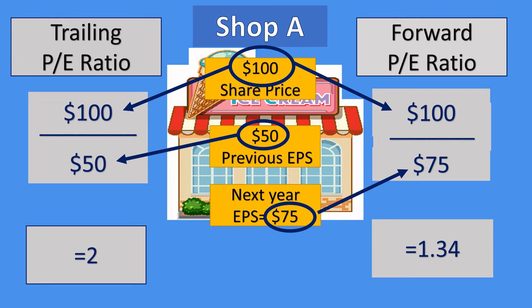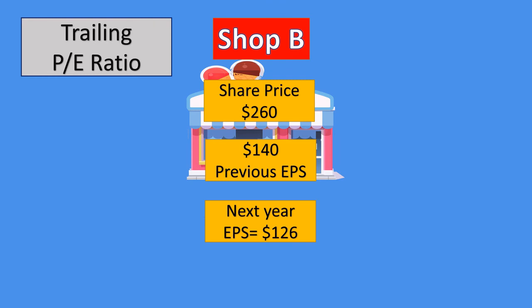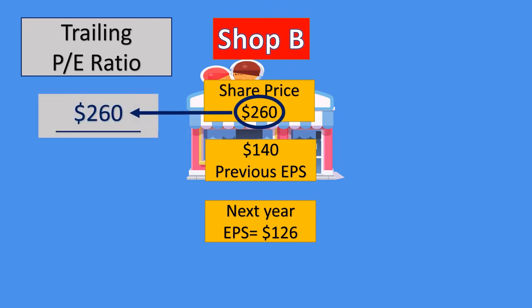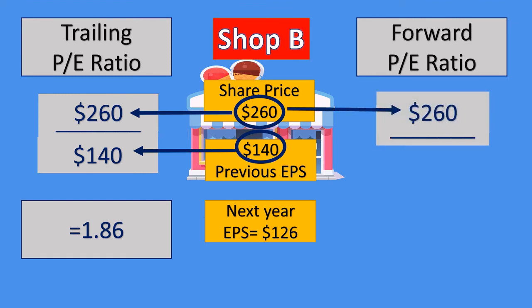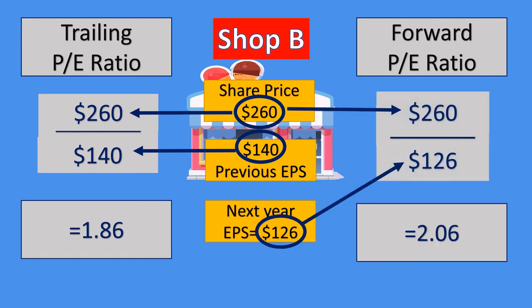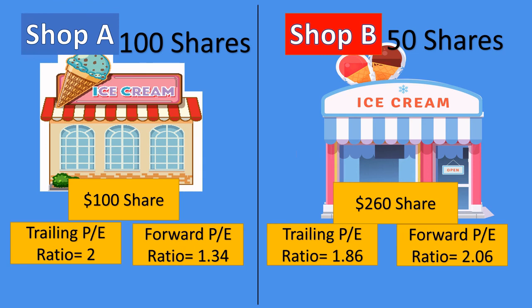This is similar for Shop B. If Sam believed that Shop B would perform similarly in the future as in the past, the trailing PE ratio, which works out to be 1.86, is a measure he would use. But again, as Sam predicts that Shop B would do worse in the future, he would use the forward PE ratio, which works out to be 2.06, and that is at a much worse valuation. If Sam is correct, Shop B, which looked to be of better value, is no longer at great value because its forward PE ratio is significantly higher than that of Ice Cream Shop A.